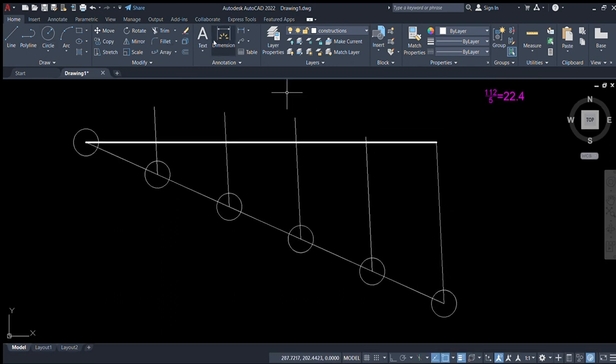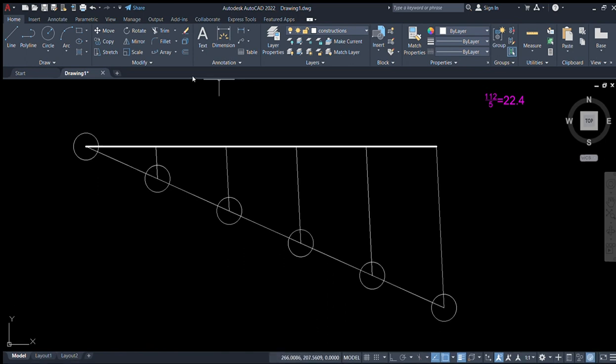Let's now measure them. We can erase this first. So let's measure them to see if they are 22.4 units. The first one I get 22.4. Let me see the second one. It's also 22.4.